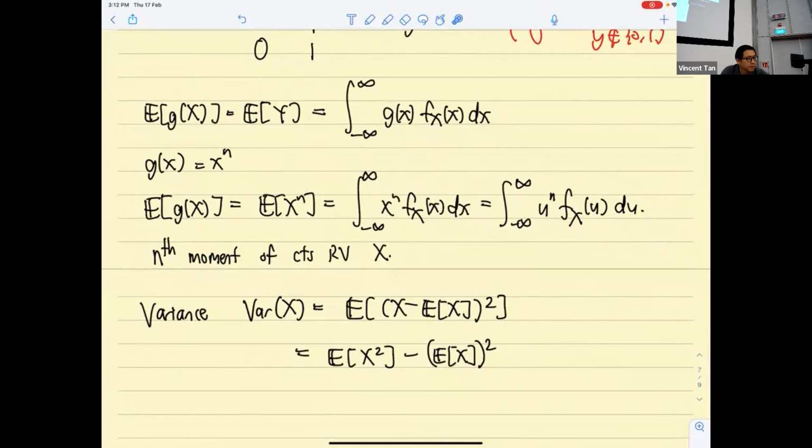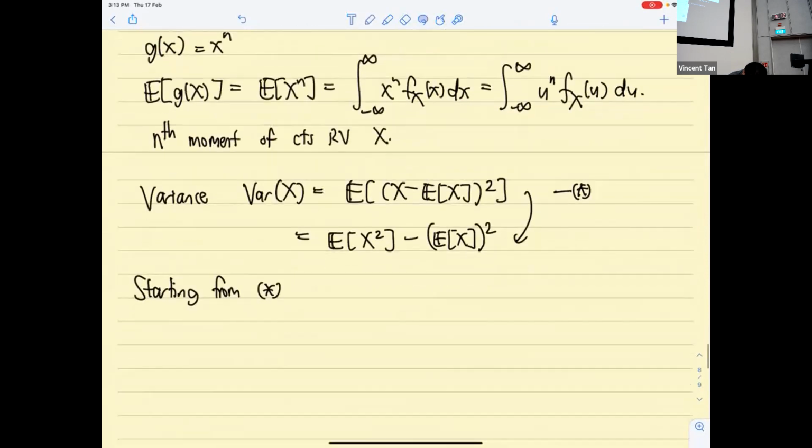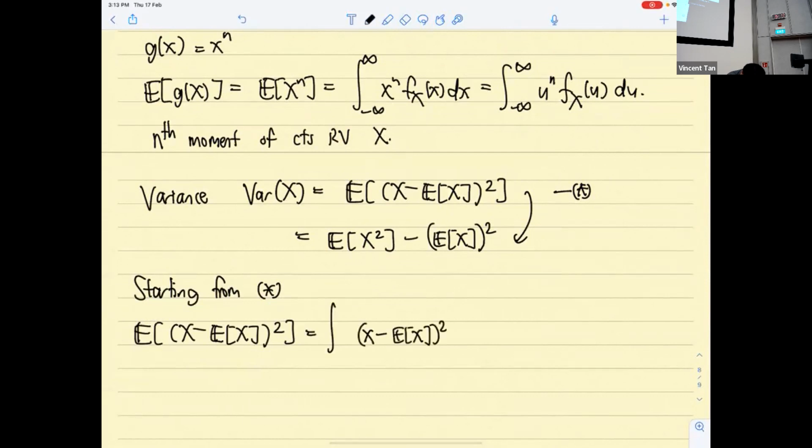So let me see whether we should revise that. Yeah, why don't we just do that? So what am I trying to prove now? I'm trying to prove this equivalence. Starting from star, the star here is this expression. I'm just trying to show you this, you can do it on your own. This is the integral of x minus expectation value of x quantity squared times f_X(x) dx. I'm not going to put the infinity limits, minus infinity to infinity, very soon.